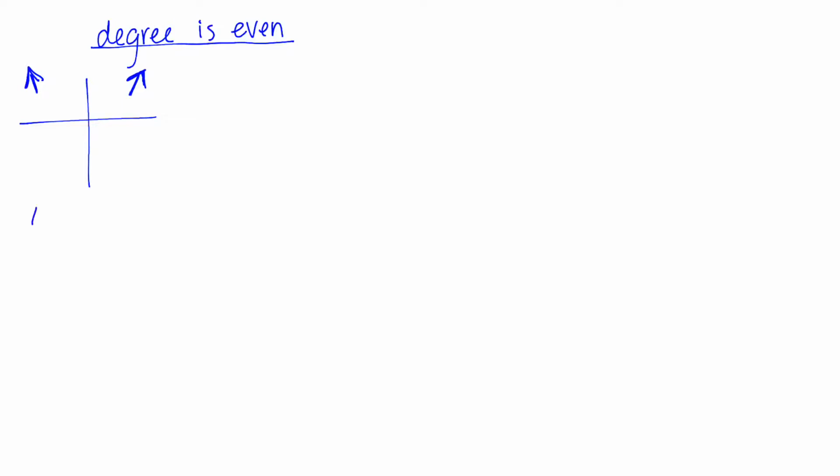All right. So if the degree of your polynomial is even, then the end behavior of your polynomial is going to go up in both directions if the leading coefficient is positive. If the leading coefficient is negative, it's going to go down in both directions.